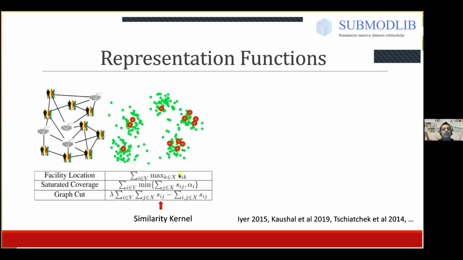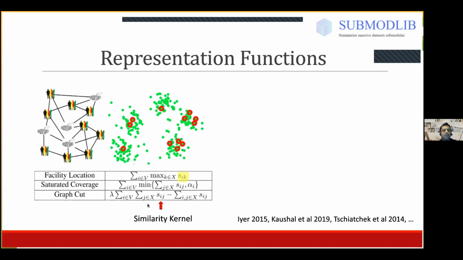Now, underlying the choice of these facilities is the similarity between any two points I and K. And the facility location problem is to identify, for every point I in the ground set, the most similar facility K. And overall, you would like to maximize the facility location function, identify a subset X that maximizes it. You could likewise have a saturated coverage, which we'll talk about a little later, but then you are also clipping the value based on an alpha I.